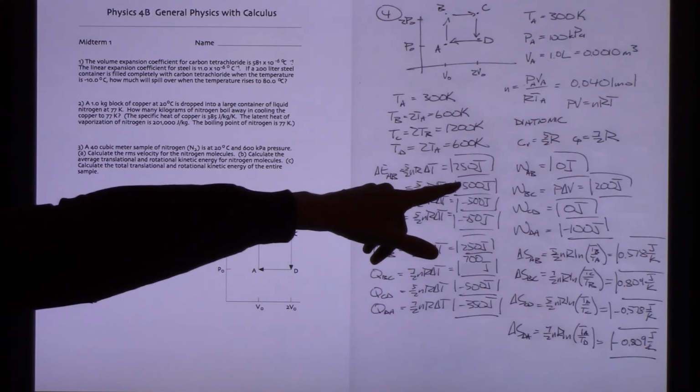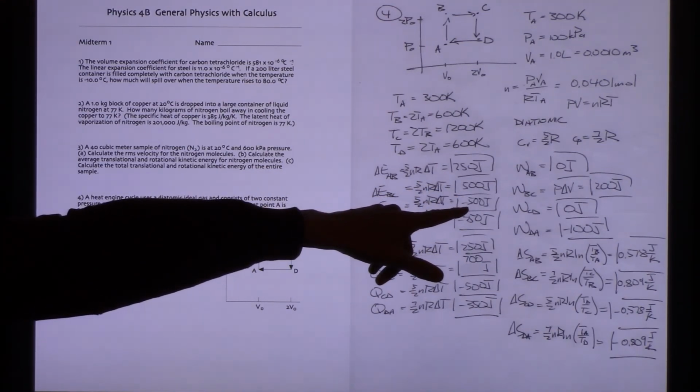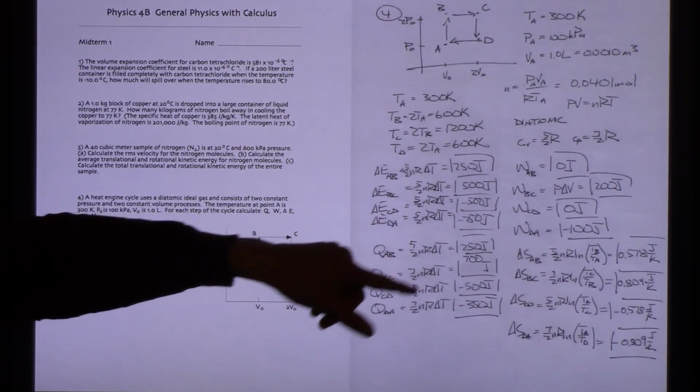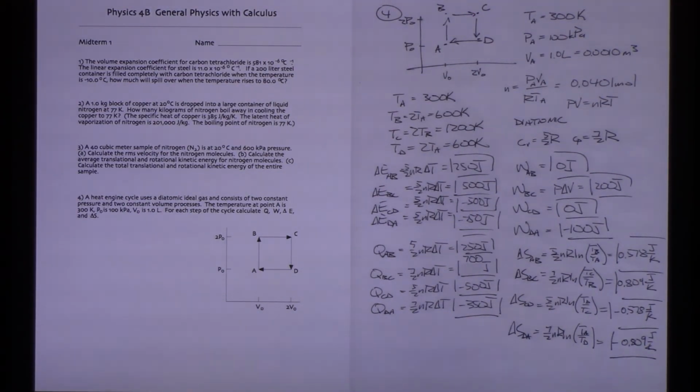I've got increases of 250 and 500 joules, and then decreases of 500 and 250 joules. Now that makes sense because the temperature did that, right? It doubled, and then it halved and halved. And so the internal energy will follow that same pattern.